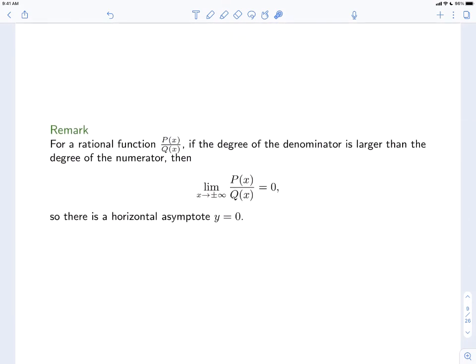In general, for a rational function, p over q, if the degree of the denominator is larger than the degree of the numerator, then the limit as x goes to either infinity or negative infinity of p(x) over q(x) will be 0. So there will always be a horizontal asymptote, y equals 0, provided the degree of the denominator is larger than the degree of the numerator.